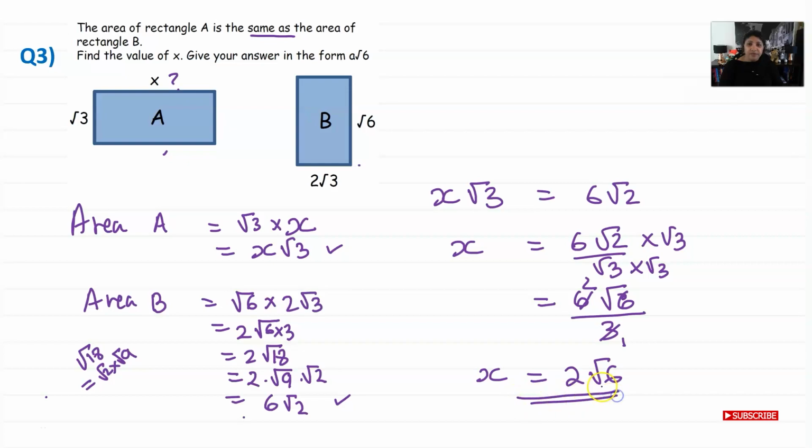So it's in that format that we are asked to do, a root 6, which means a is going to be equal to 2. All right, so that is done for today.